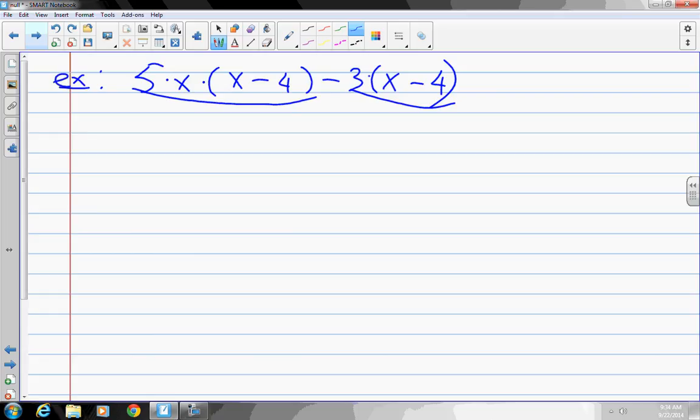x minus 4. x minus 4 is the common factor. That's the smiley face. It's just something that both terms share. So in this case, the greatest common factor is in fact that entire binomial, x minus 4. That's what both long expressions share. So if I take x minus 4 out, if I factor x minus 4 out, what is left?